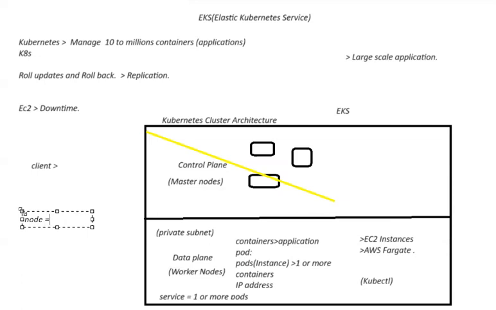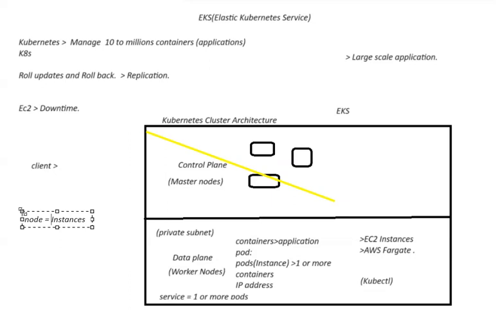So can I say these pods are virtual servers? Yes. You can assume these pods as virtual servers, and you can assume nodes as your physical instances. So nodes are instances. Even in AWS, you can assume them as EC2 instances. And these pods sit on top of these nodes.